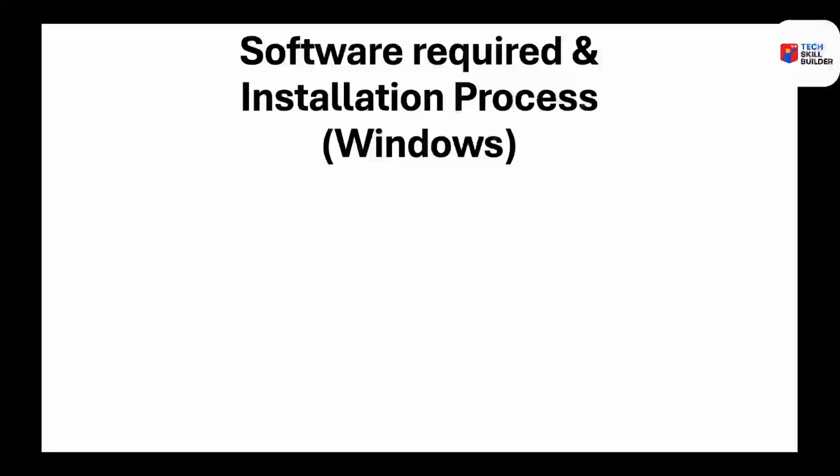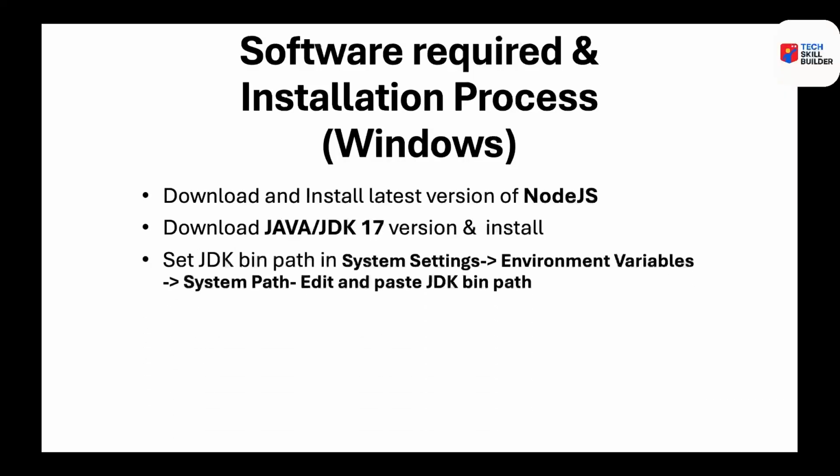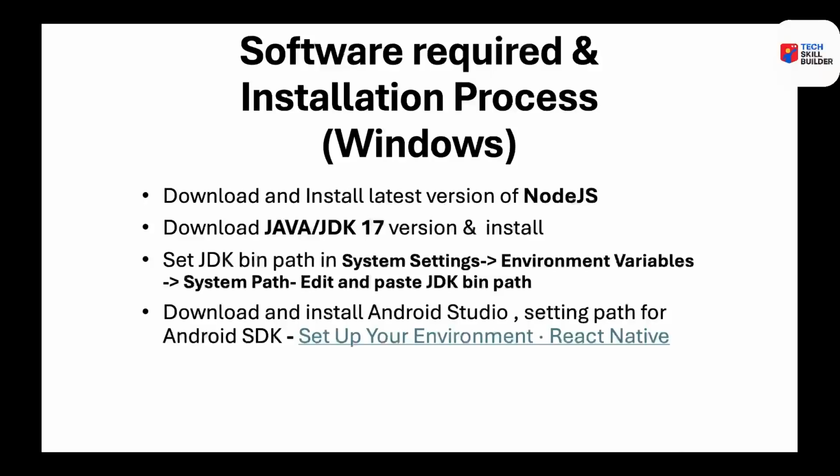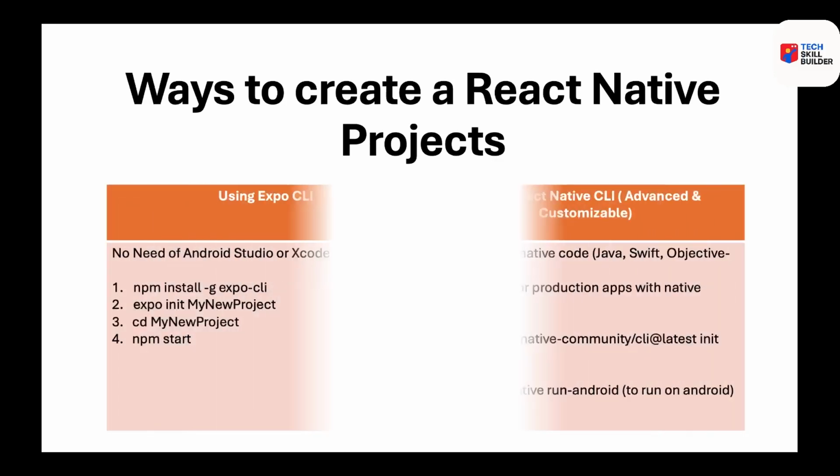Now in the last session, we also saw the software installation process and the required software like Node.js. We need to install the JDK. We need to install it and set the path. We saw how to install Android Studio and set the Android SDK manager path and all. In this session, we are going to learn the different ways to create a React Native project.